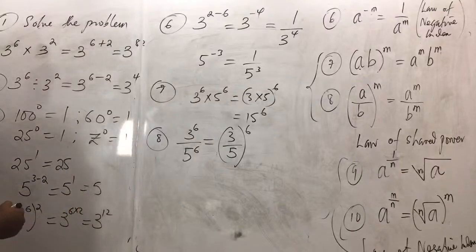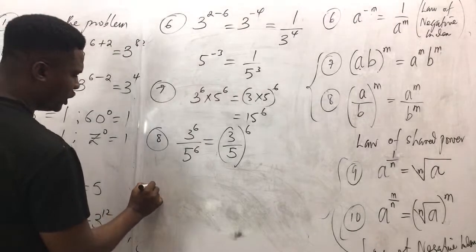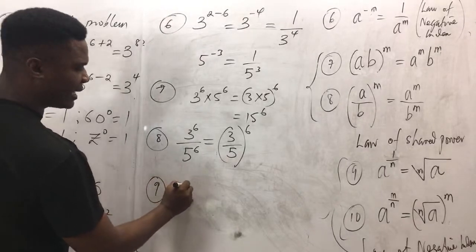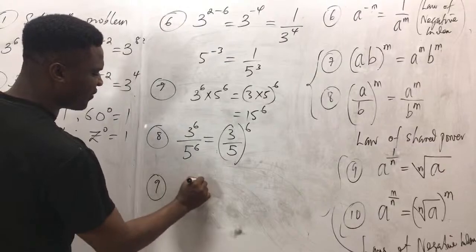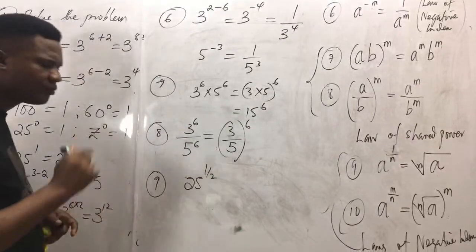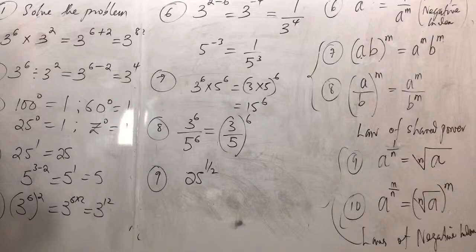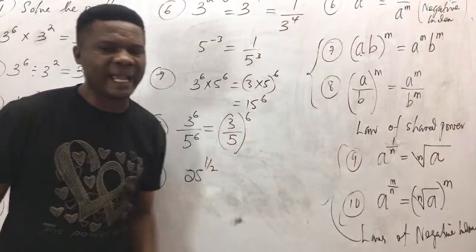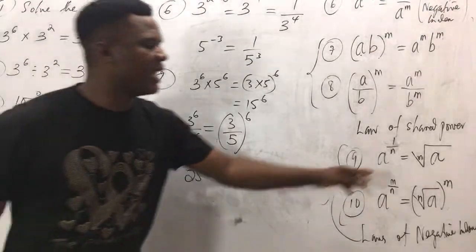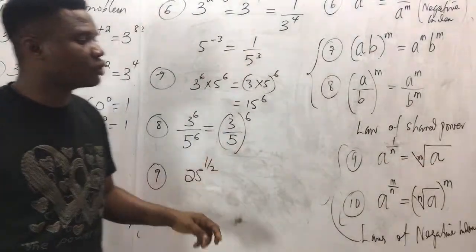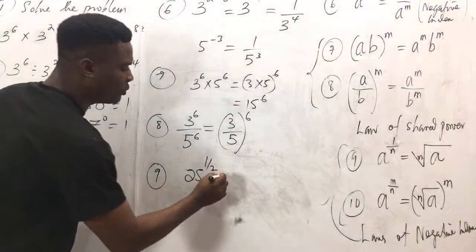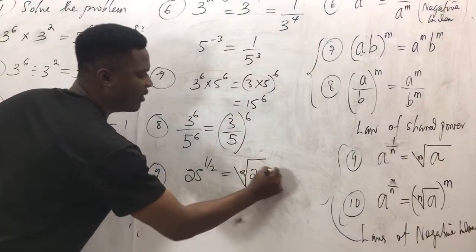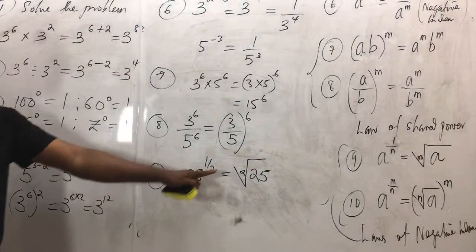What about law number 9 and law number 10? In this instance, I'm going to explain this further, but take note. What if you were asked to simplify 25 raised to power 1 over 2? And this is where I have to give a little explanation. Please take note. You will notice that a raised to power 1 over n, according to law number 9, is the nth root of a. It will be wrong of you to write a 2 on the root sign in the square root of 25.